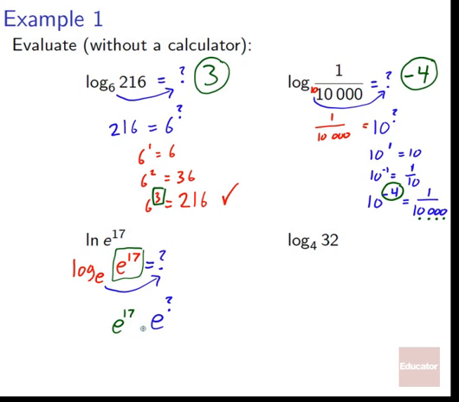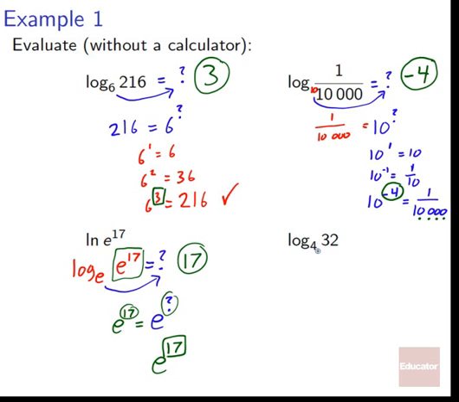So e to the 17th would be e to the question mark. Well, that's pretty clear. The thing that the question mark has to be is the 17. Otherwise, they'll never match up. So it must be e to the 17 that we want here. So 17 is our answer, because if we raise e to the 17, it's no surprise we get e to the 17th.